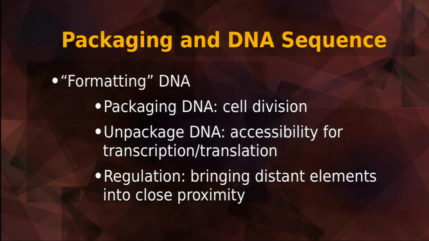Sometimes it's involved in regulation because for some genes, the regulatory element is 1,000,000 bases away. 1,000,000 bases away. So you have to be able to bring those together, the gene and the regulatory element, in close proximity to one another. And that comes from folding up the DNA and bringing those two close together. So there is a ton of formatting that has to go on here that the repetitive DNA is responsible for.